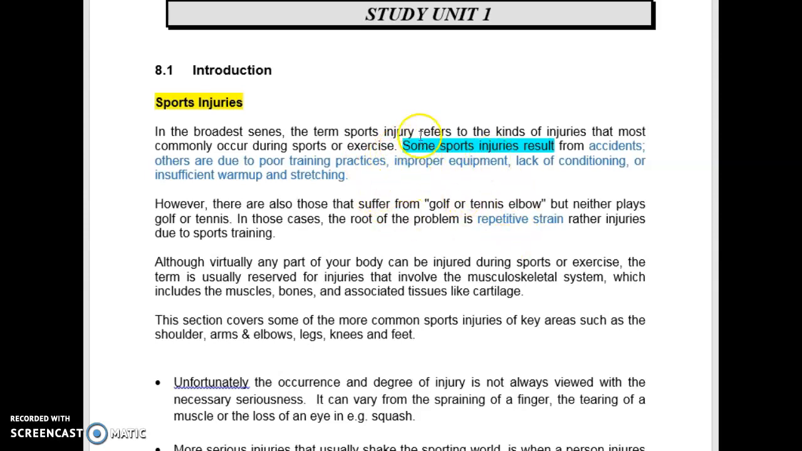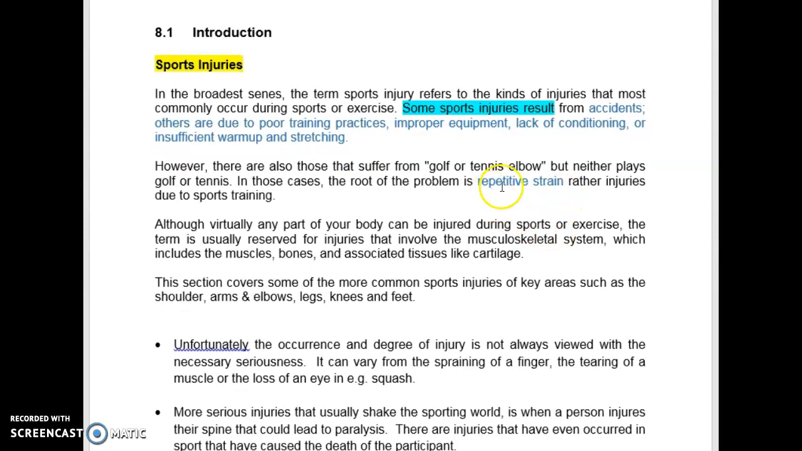Okay, so sports injuries can result from accidents, poor training practices, improper equipment, lack of conditioning, or insufficient warm-up and stretching. So just pause this video and say that over and over again. Also from repetitive straining. So accidents, poor training, improper equipment, lack of conditioning, insufficient warm-ups and stretching, and repetitive strain.